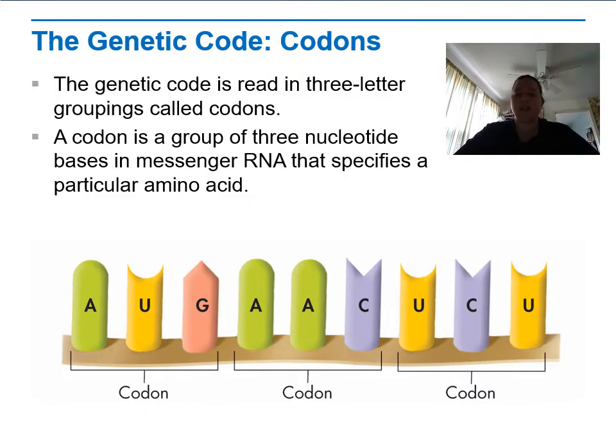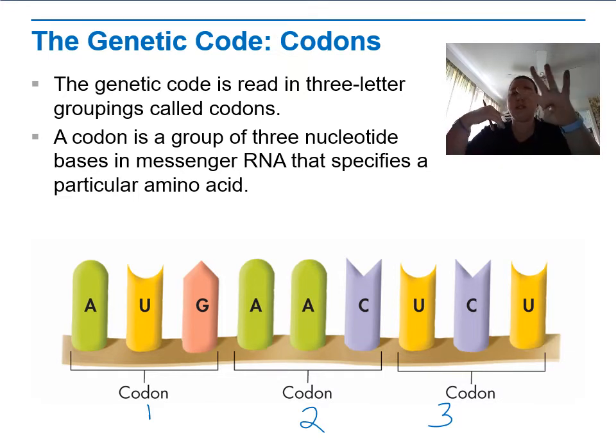So the genetic code is actually read in 3-letter groups called codons. You can see here we've got 1, 2, 3 codons. Those codons are nucleotides that make up a word. If you think about the genetic code, there are 4 different letters for DNA, which is A, T, G, and C, and 4 different letters for RNA, which is A, U, G, and C. So whether we're talking about DNA or RNA, we have 4 letters in our language.